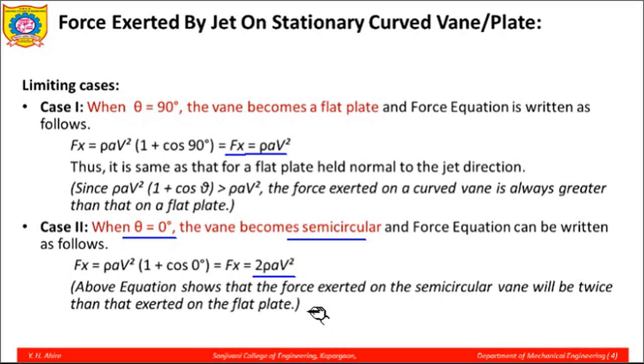So the above equation shows that the force exerted on the semicircular vane will be twice that exerted on the flat plate. Thus it is proved. So remember these two cases, case number 1 and case number 2, as the corollaries for this very basic case of the force exerted by a jet on a stationary curved vane at the center of the vane. Okay, thank you.